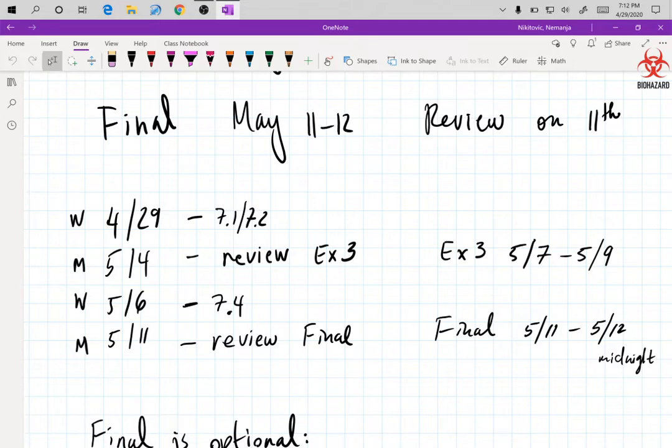For the final, well, see, this is the problem. It takes a very long time to grade these online things if I'm doing partial credit. So I can't answer the question of whether it's going to be graded by the final or not, because the final is literally the next day.